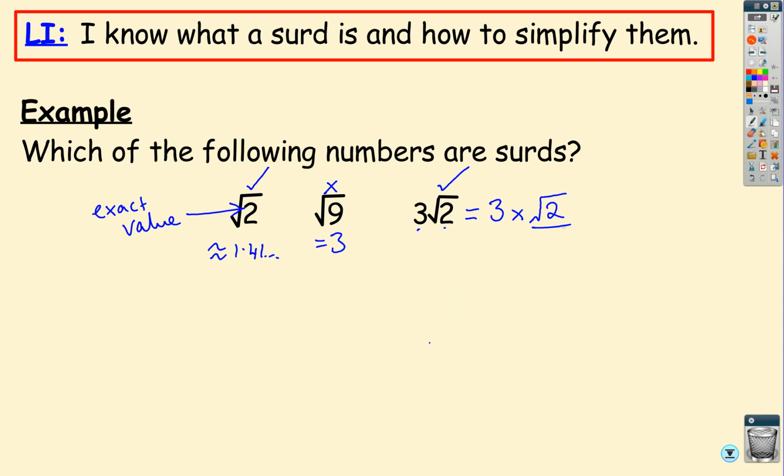Okay, so that gives you an idea on how to identify what are surds and what aren't. Essentially, if you can take the square root of it to an exact value, like square root 9, then square root 9 is not a surd. It's all to do with what the actual numerical value of these representations are. So square root 9 is 3, but square root 2 we're not too sure about. It's got an infinite number of decimal places.